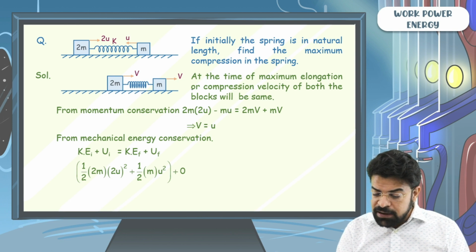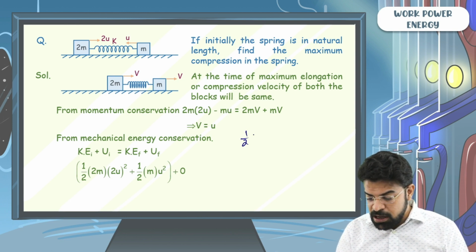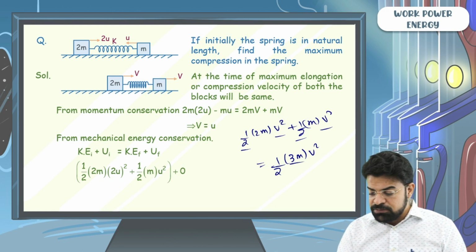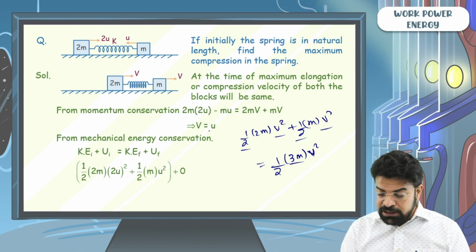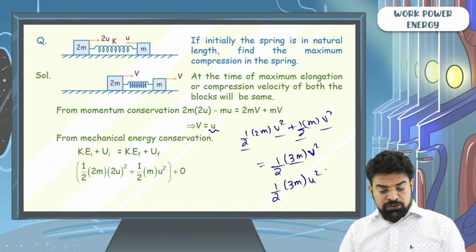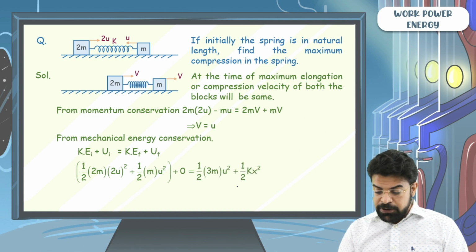The final kinetic energy of system will be half into 2m into v square plus half into m into v square. That becomes half into 3m into v square. Take half v square common, you get 2m plus m, that becomes 3m. And we know that v is equal to u. So the final kinetic energy of system becomes half into 3m into u square, plus the spring potential energy.